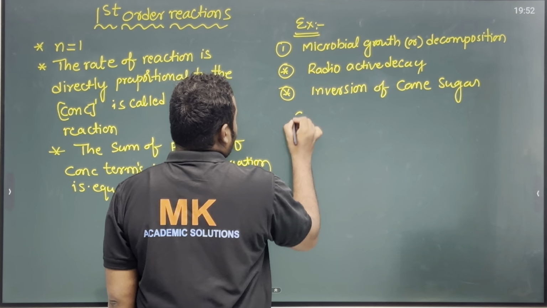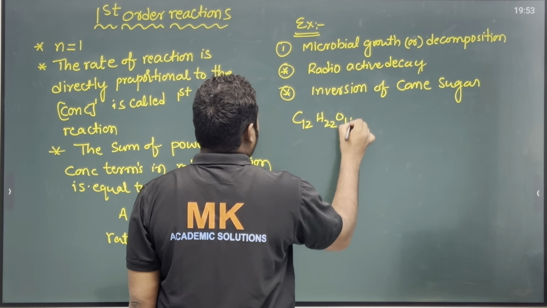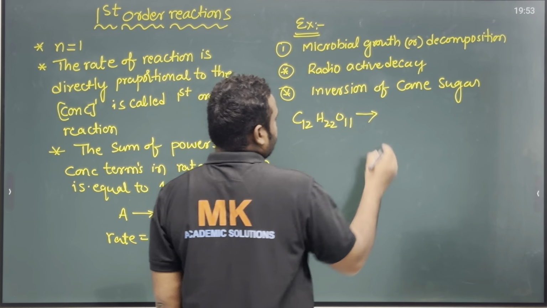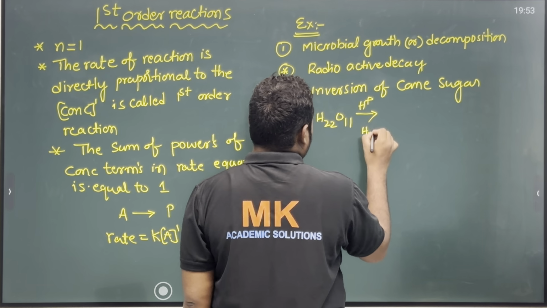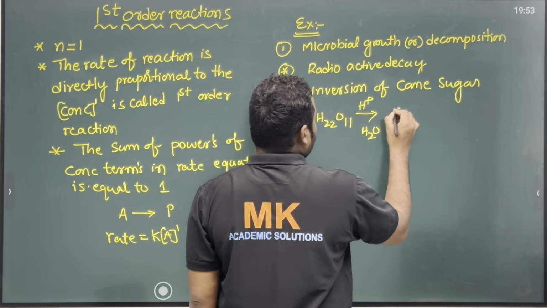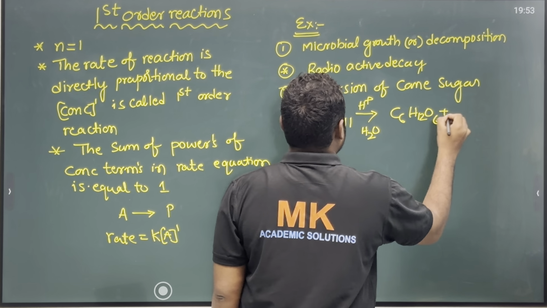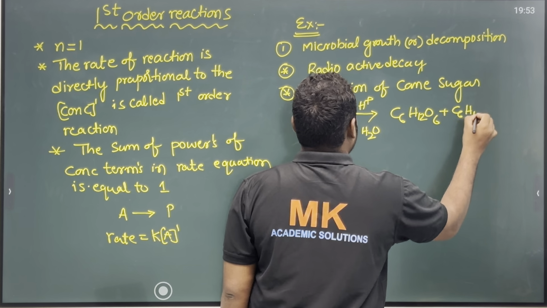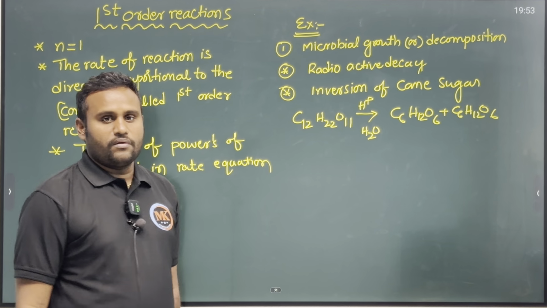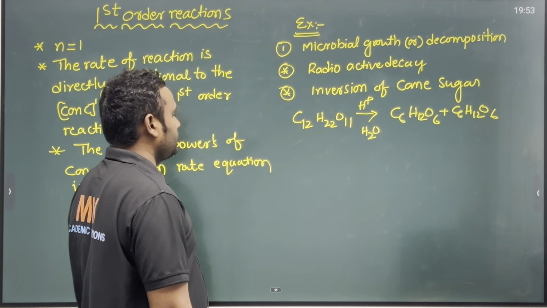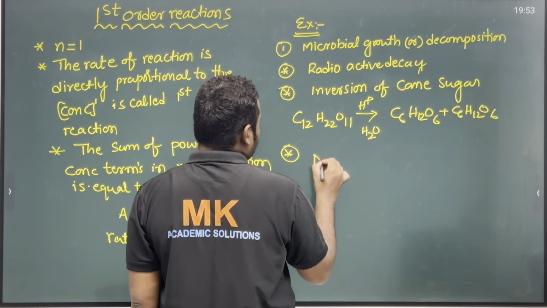Here sugar formula C12H22O11, in presence of water, H plus, in presence of H2O, it gives glucose and fructose, C6H12O6 plus C6H12O6. It is an example of what, children? First order reaction.